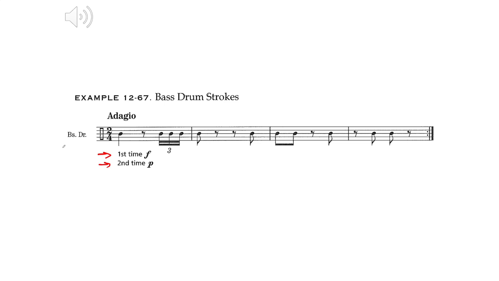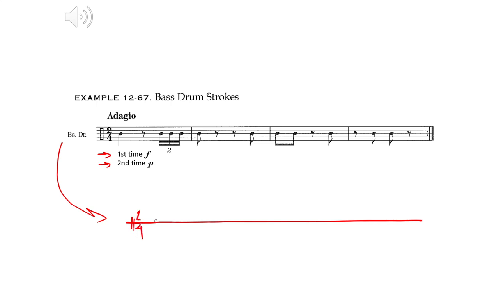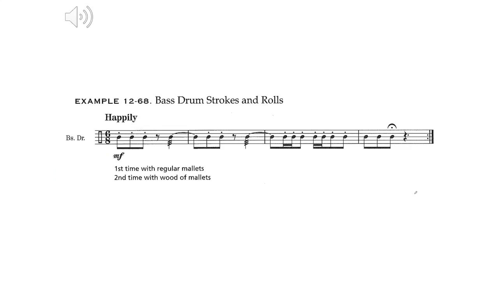And I like to repeat it, the notation is not recommended. The notation should be one line staff, because we have only one instrument here. And another sound example, in the first time we are going to hear it with regular mallets, and in the second time with wood mallets. You will hear that the sound will be muddier. Let's hear it.